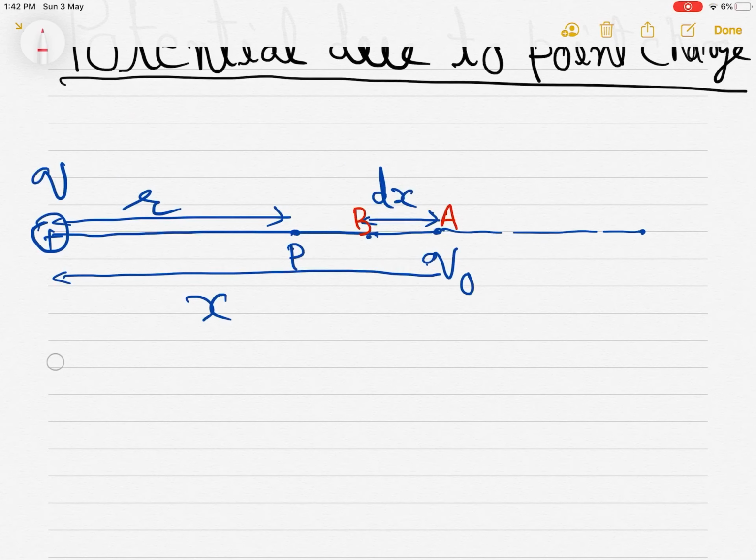So force between Q and Q naught by Coulomb's law is 1 upon 4 pi epsilon naught Q Q naught by x square, and the direction of the force is away, as I indicated by red arrow. Then if we want to bring it from A to B, very small distance AB, because the distance is very small, we can consider force constant.